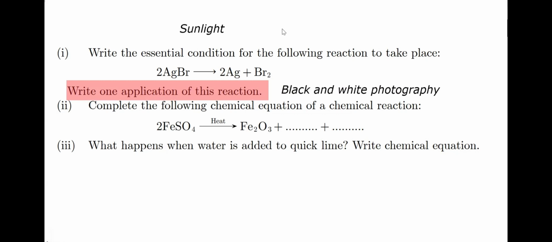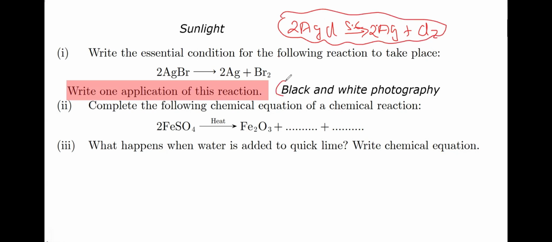A similar reaction to this, you should also know about it. Instead of silver bromide, silver chloride also reacts in the same manner, that is AgCl, in the presence of sunlight to give silver, and chlorine gas is released. Well, the application is the same, right? Even this reaction is also used in black and white photography.